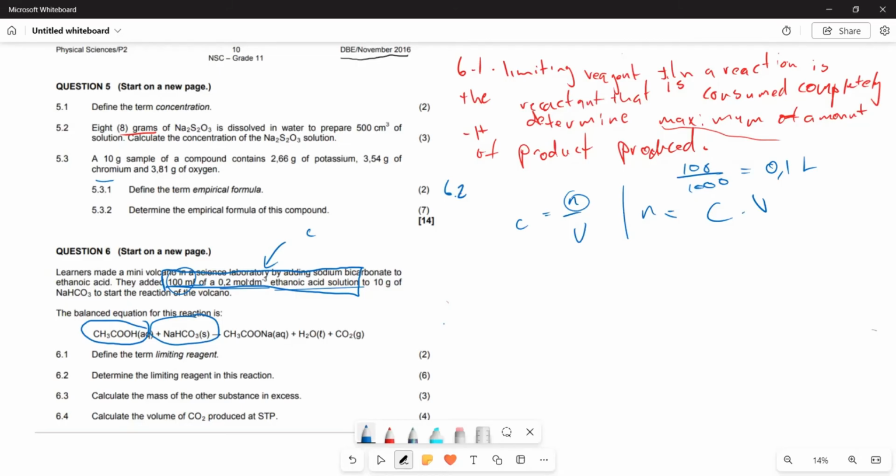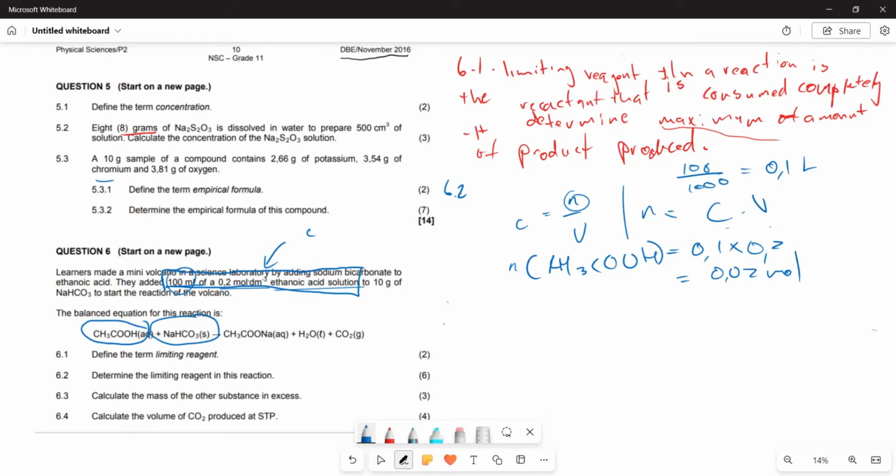Now let's start. Your n of ethanoic acid, not hydrochloric, ethanoic, CH3COOH, is the same as concentration multiplied by the volume. So this is the same as 0.1 multiplied by 0.2. And what are you going to get as your answer? You're going to get 0.02 moles, right? This is what you're going to get.